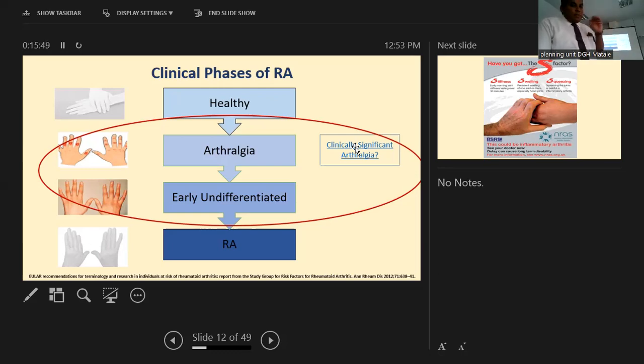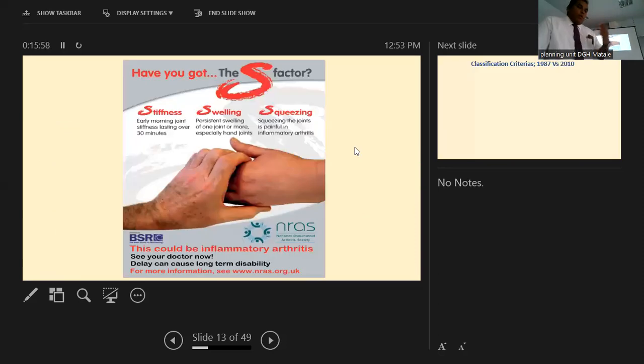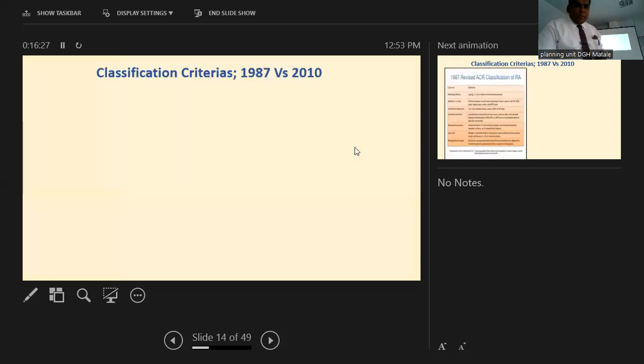So there are revisions of guidelines to catch these early populations. And also, we can advise the patients. This is a leaflet which readily circulates in NHS, where you have to look for 3 S's. It's very simple: stiffness, swelling, and the MCP squeeze test, the metacarpophalangeal squeeze test. And if it is positive, you refer to specialist care. That, of course, you all can do even in your general practice or wherever.